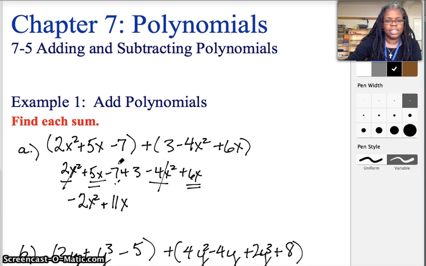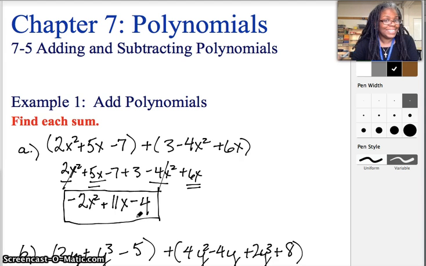Finally, I'm going to take my constants. I'm going to take the two constants, which are negative 7 and positive 3. When I add a negative 7 and positive 3, I get a minus 4. And guess what, guys? We've added a pair of polynomials. Yay! All right, so this is great.